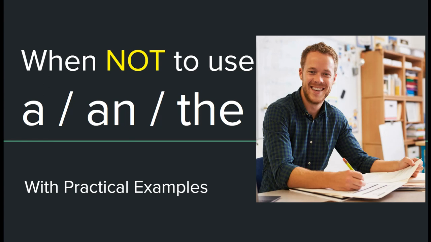Today we are going to talk about when not to use articles. An article is a word that modifies a noun. There are three articles in English: a, an, the. Let's start our lesson.